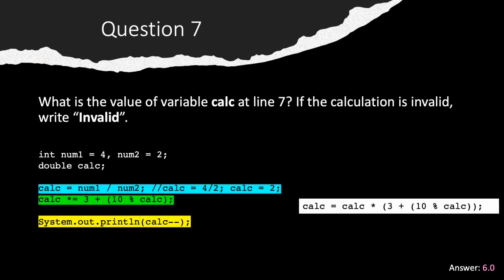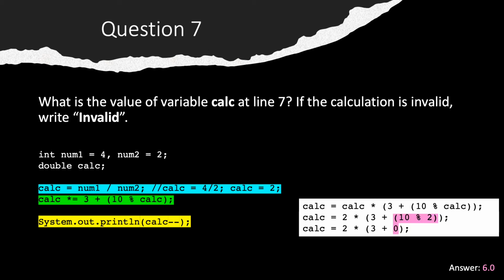On the next line, we have calculate multiply equal to 3 plus 10 modulus calculate in parentheses, meaning that it has the highest priority. This can be rewritten as calculate equal to calculate times in parentheses 3 plus in parentheses 10 modulus calculate. When we have multiply equal, we always need to calculate the values at the right side first before the multiplication at the left side. That's why I wrote parentheses at 3 plus 10 modulus calculate.